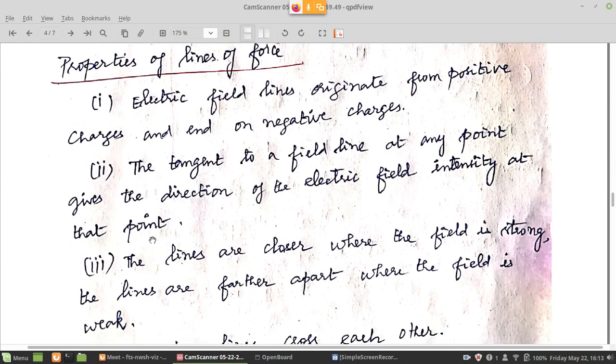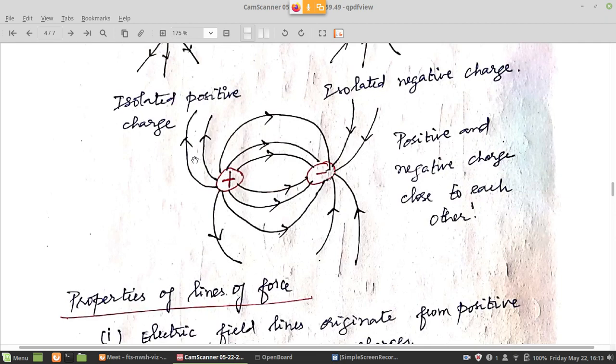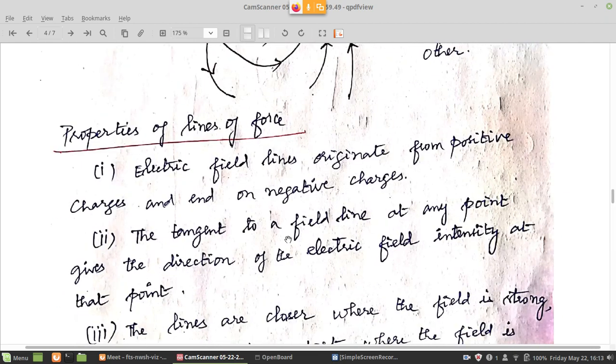First property is the electric field lines originate from the positive charges and end on negative charges. Always, starting from the positive charge, the lines end only on the negative charge. So it starts from positive charge and ends at negative charge.